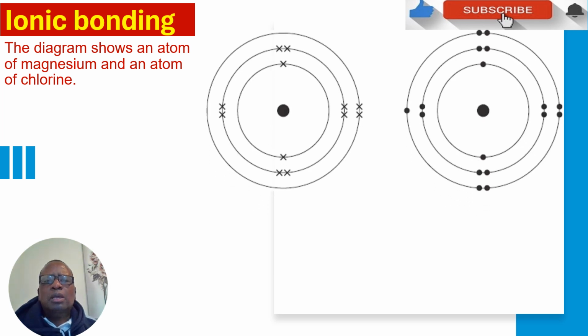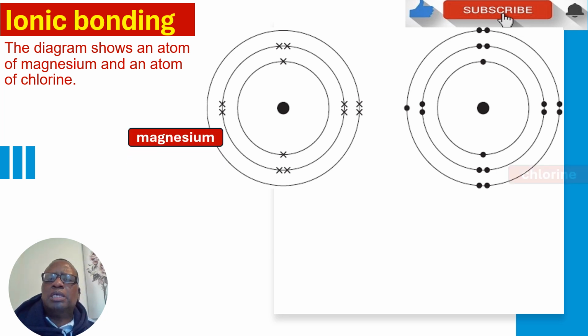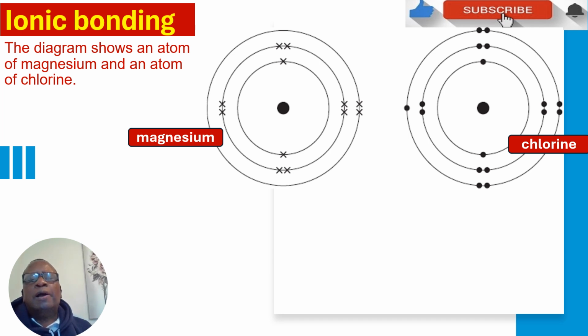Well done. Magnesium has got 2 electrons in the outer shell and chlorine has got 7 electrons in the outer shell. You are expected to demonstrate your understanding of the electron configuration for magnesium and the electron configuration for chlorine.